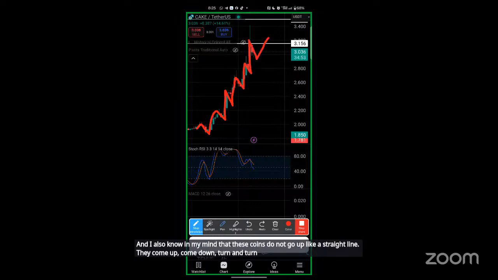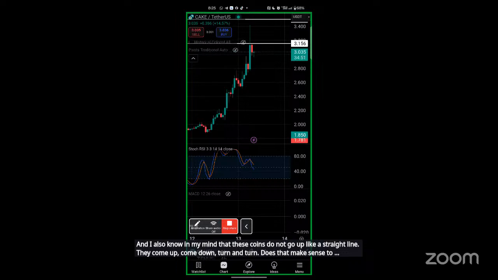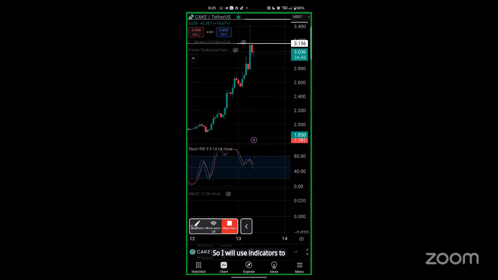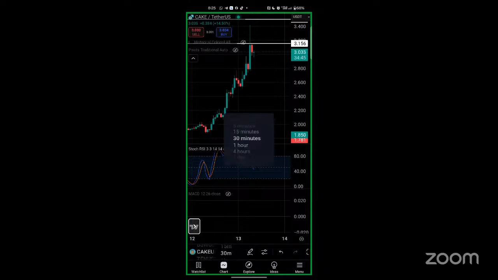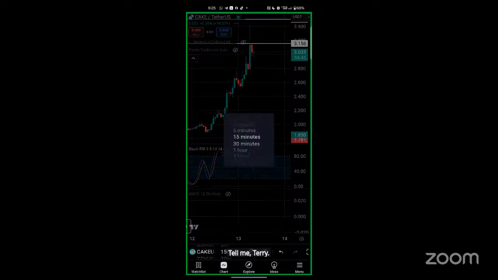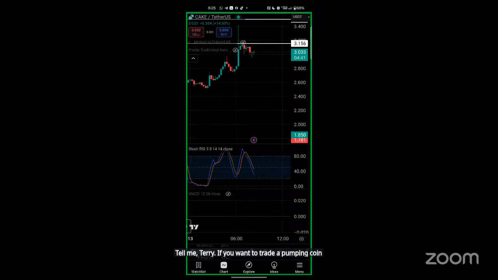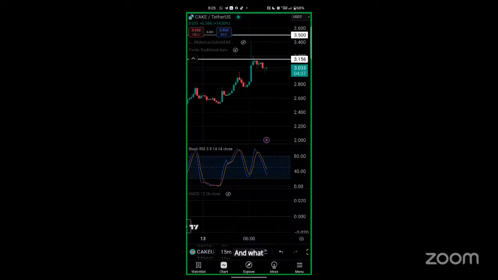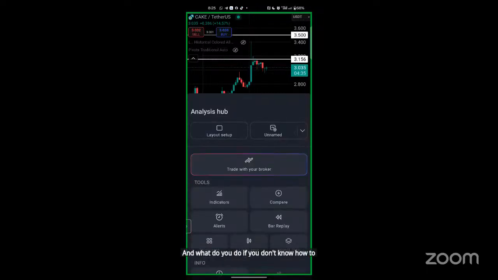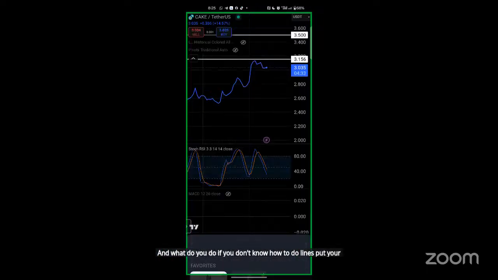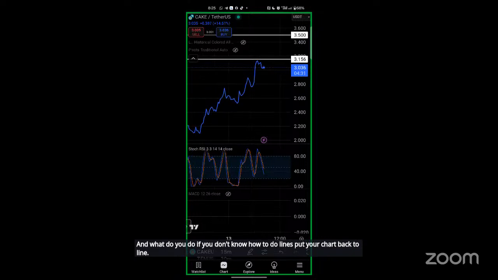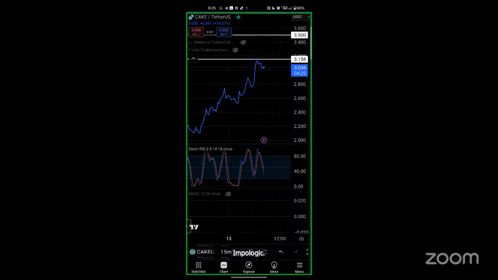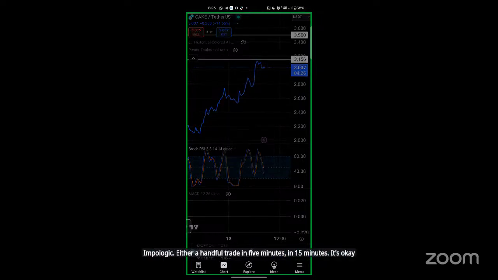Does that make sense to somebody? So I will use indicators to help me get those points right. If you want to trade a pumping coin, go for it in a lower time frame. And if you don't know how to draw lines, put your chart back to line. Simple logic. I have people who trade in 5 minutes, in 15 minutes, it's okay. I have no issues with you.